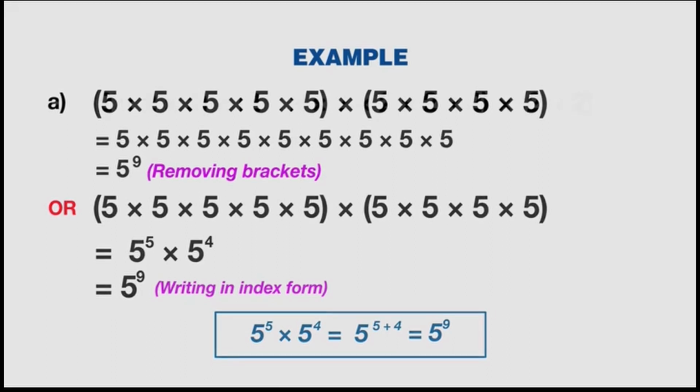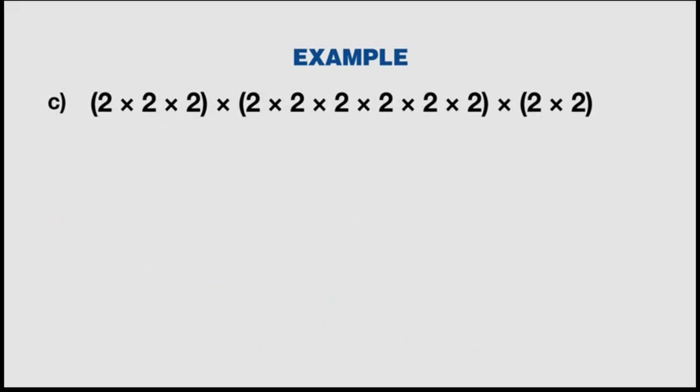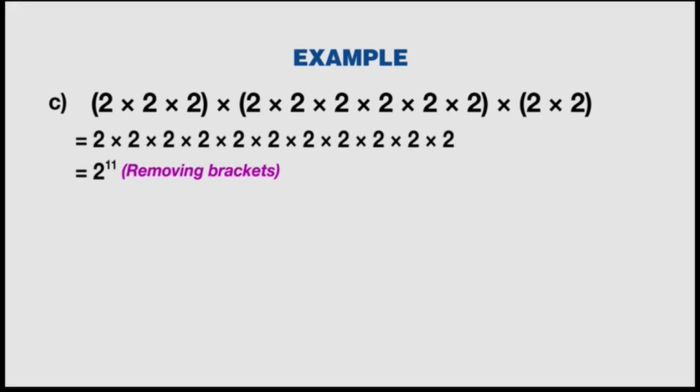Now let's look at the C. We have 3 brackets. In the first bracket, we have 2 multiplied by itself 3 times. In the second bracket, we have 2 multiplied by itself 6 times. And in the third bracket, we have 2 multiplied by itself twice. Now to work these, we can remove the brackets and multiply all the 2's. You will find that we're going to multiply 2 by itself 11 times. So that gives us 2 raised to the power 11.